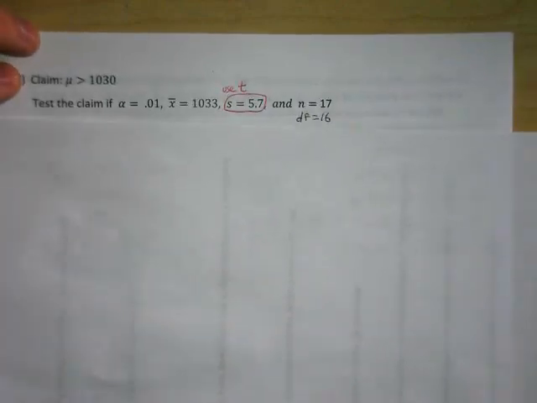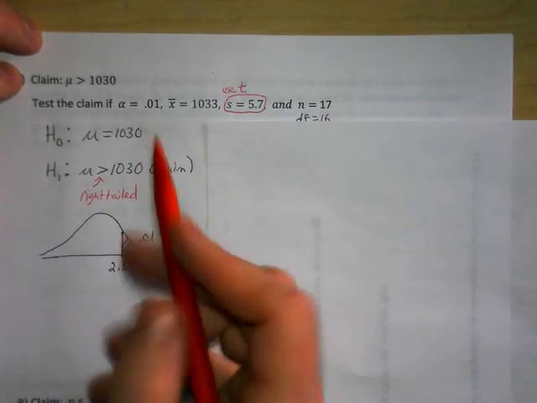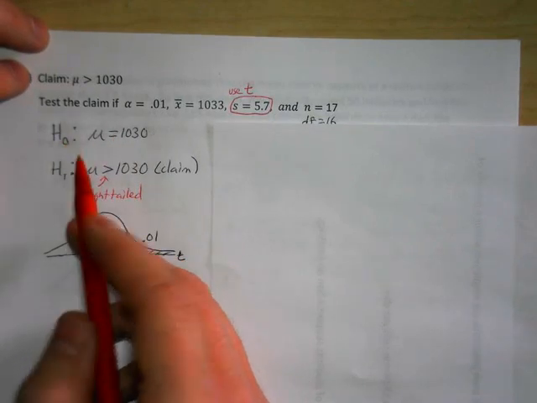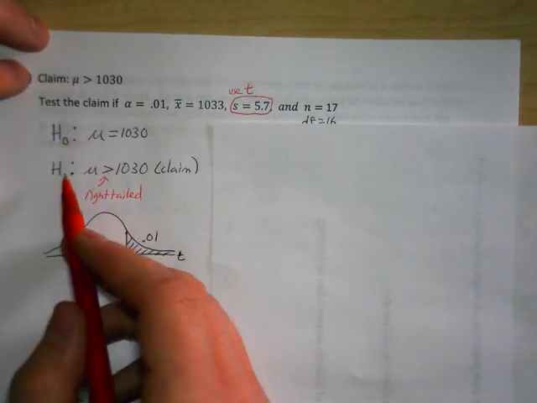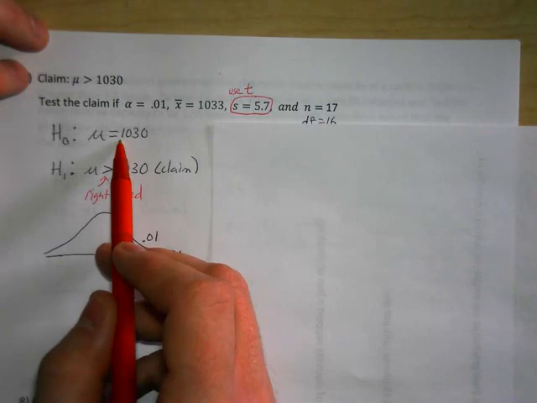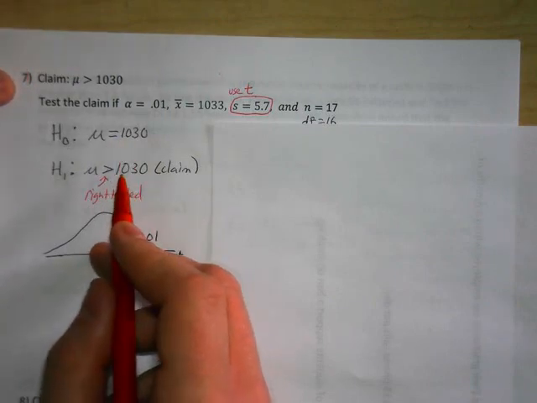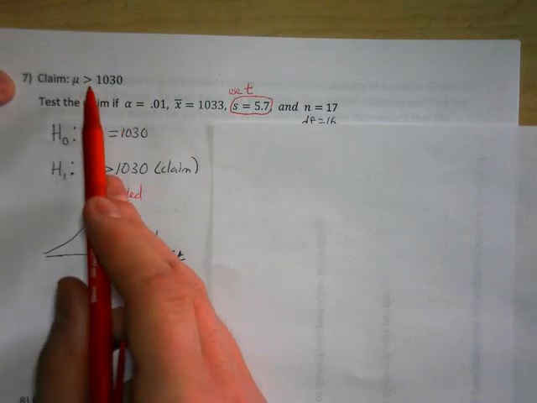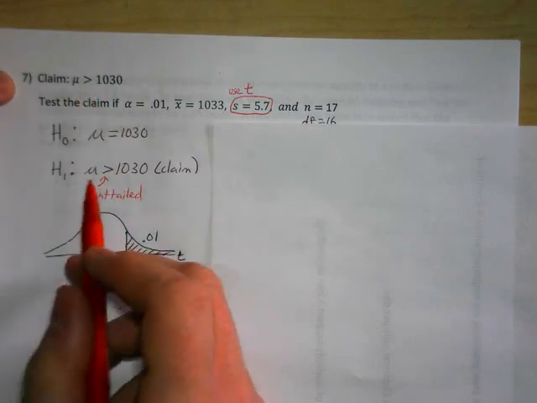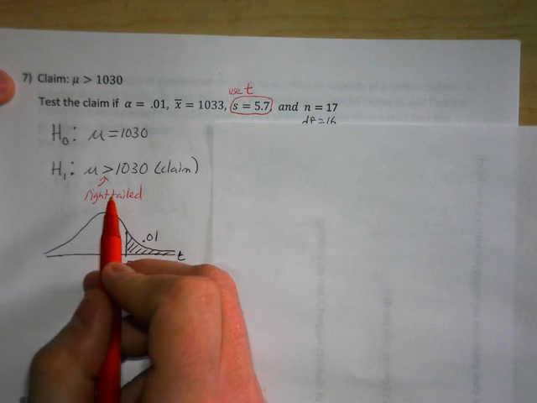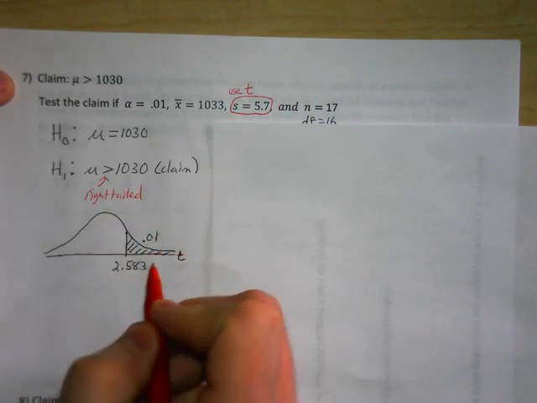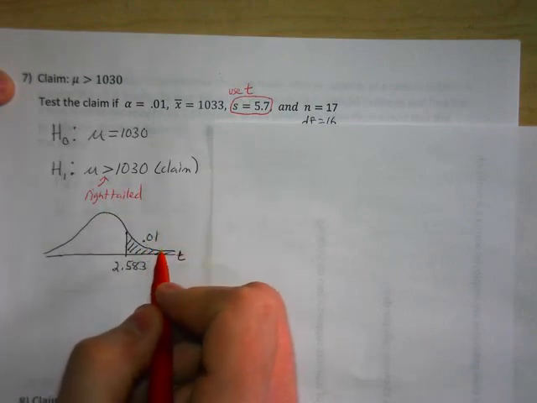Okay, so we'll state our null and alternative hypotheses. Mu equals 1030 is the null, and the alternate is mu greater than 1030, that's coming from the claim here. A greater than is a right-tailed test, shaded to the right. So the 0.01 area is to the right.